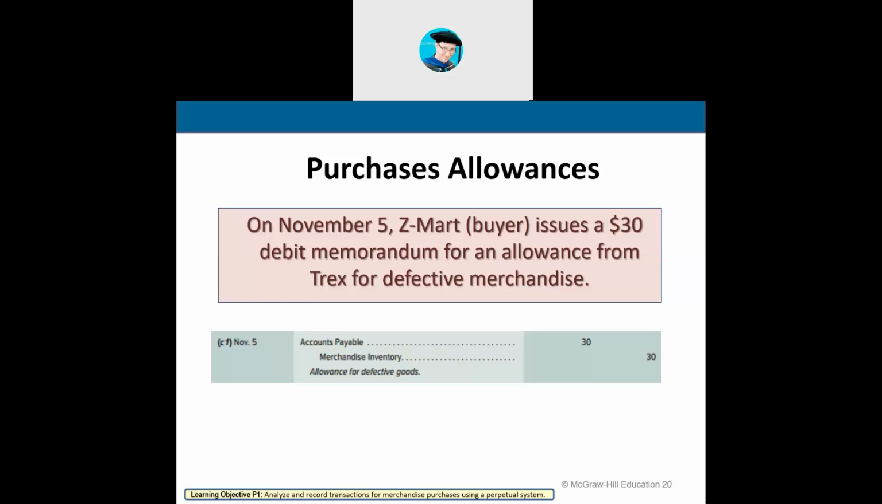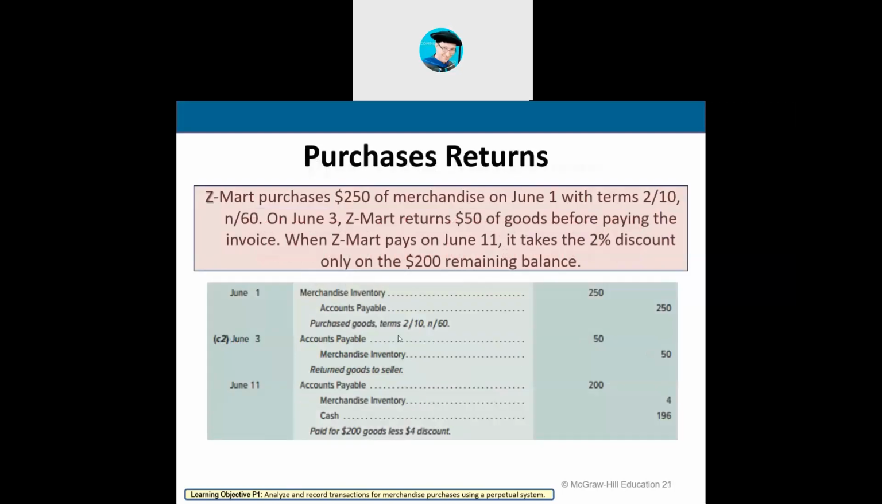So what do I do? I'm going to deduct it. So, how do I deduct it? Debit accounts payable, credit merchandise inventory. When you credit merchandise inventory, as you know, we're reducing the value of that inventory. And with the accounts payable, we're decreasing it because it's a debit memorandum. So here's how that works.